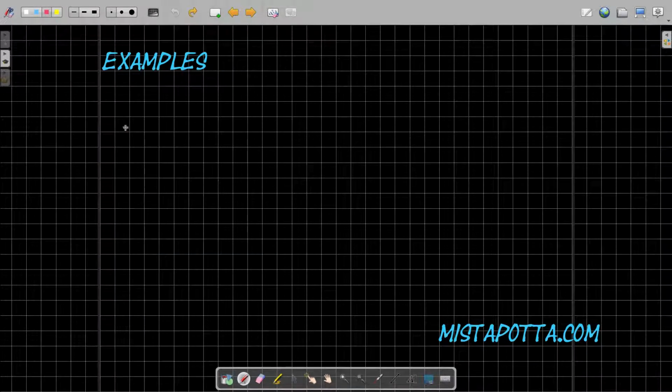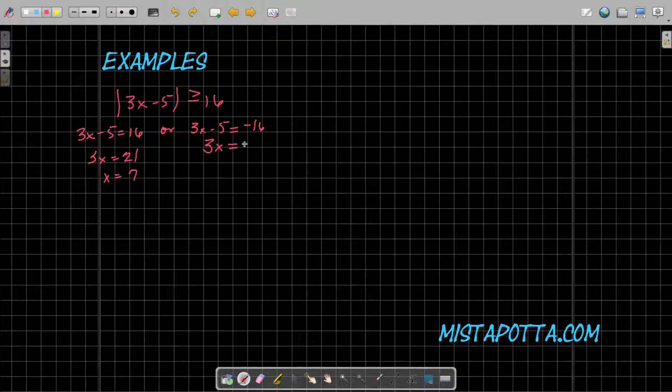Let's say I want to solve the inequality absolute value of 3x minus 5 is greater than or equal to 16. So the first thing I need to do is find my boundary points. In other words, where 3x minus 5 equals 16 or 3x minus 5 is equal to negative 16. So here adding 5 to 16 gives me 3x equals 21 or x equals 7. That's one of my boundary points. Here adding 5 to negative 16 gives me 3x equals negative 11, and so x equals negative 11 thirds. And so these are the boundaries that I need to test. So I've got negative 11 thirds and I've got 7.